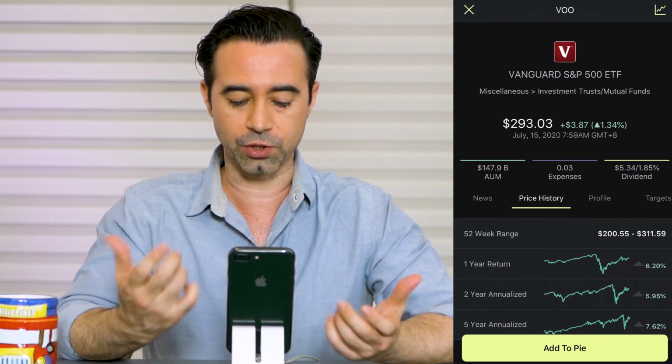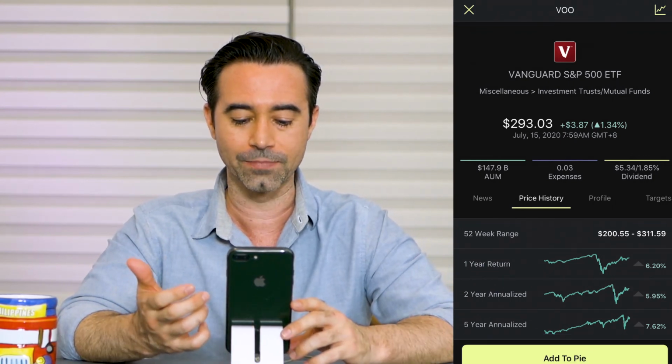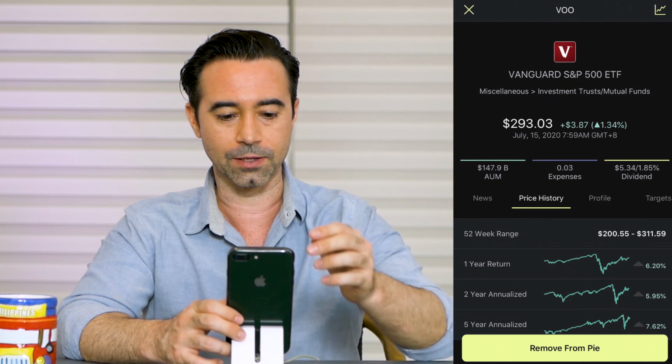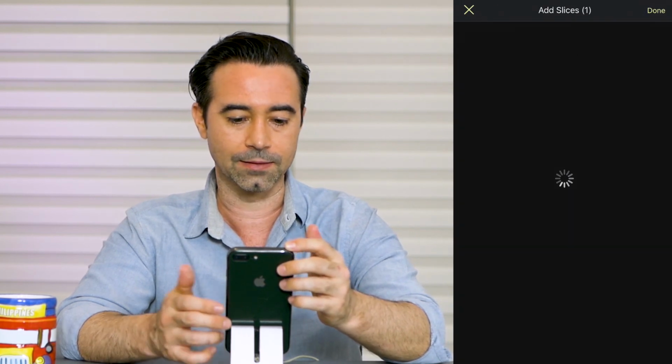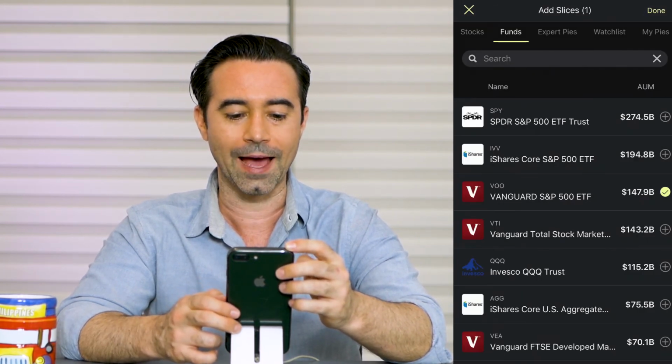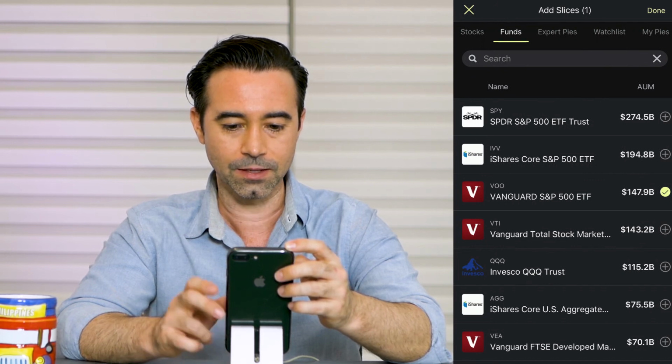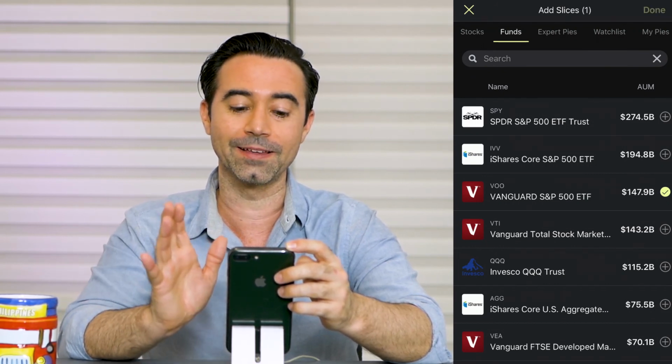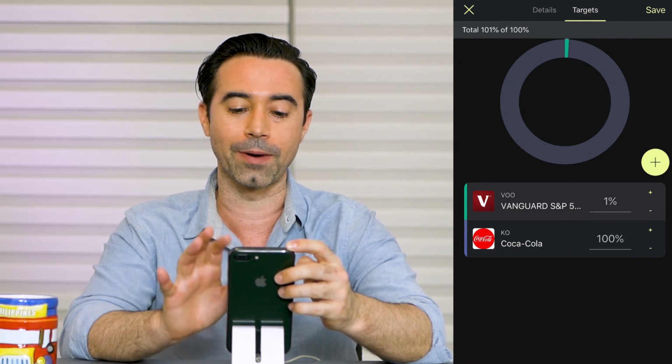Okay, if you want to add this to your pie, you can. So I'm going to go ahead and try to do that. I'm going to hit add to pie, and then I'm going to go back. I hit add to pie and it says remove from pie. So add slices. I'm going to hit done. So now I added VOO to my pie.